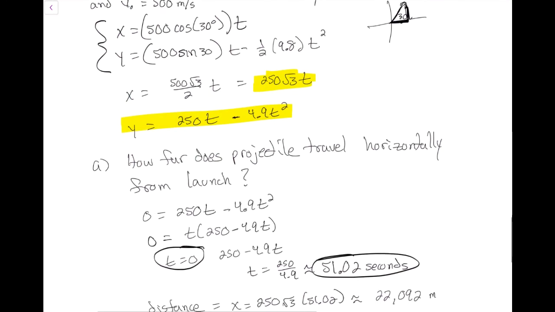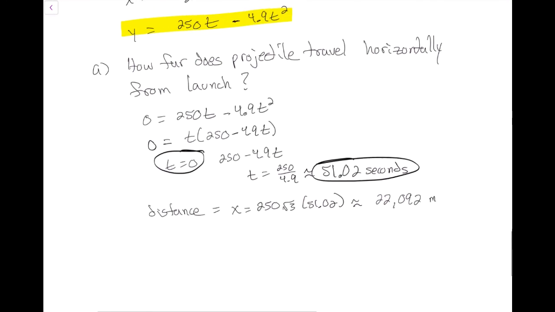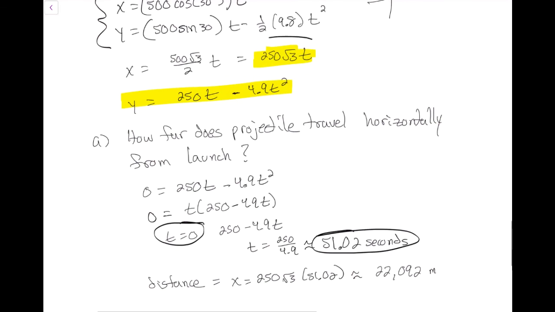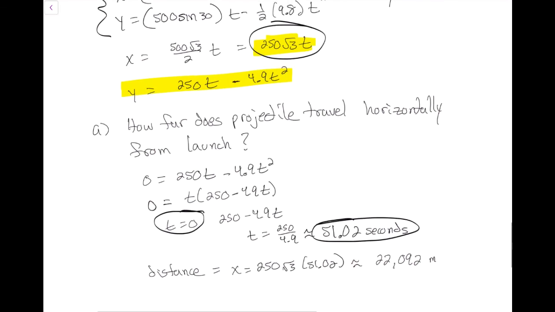Now the question was, how far does it travel horizontally? So that's our x distance. So my distance would be, I'm plugging 51.02 back up here into my x equation, and I'm getting approximately 22,092 meters.